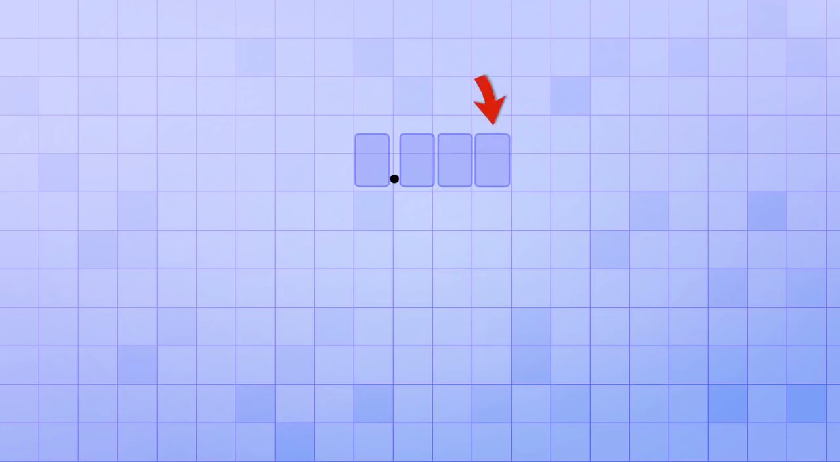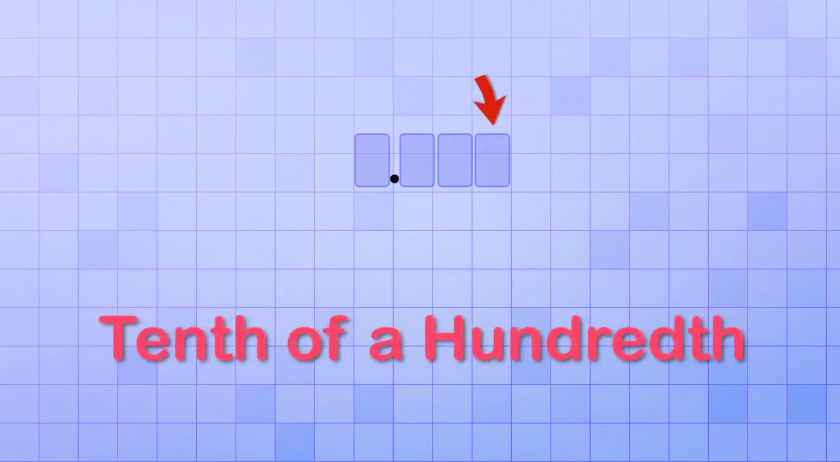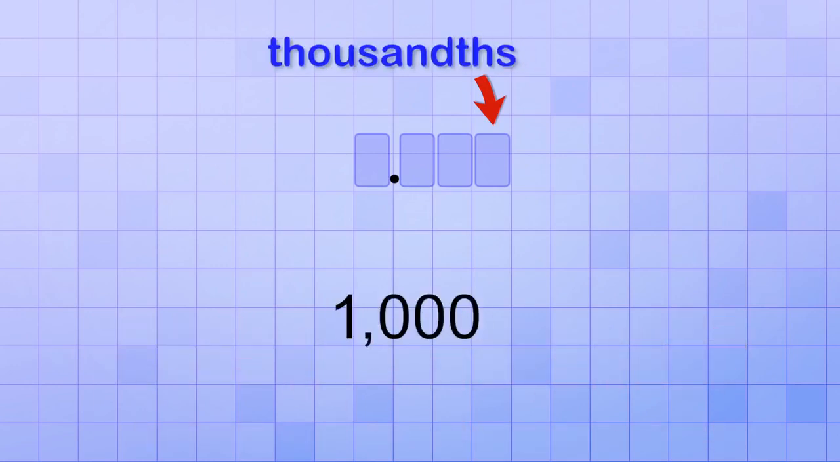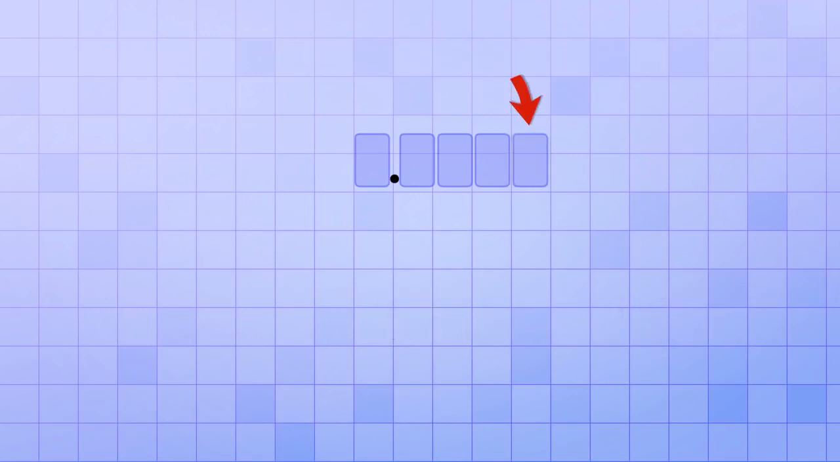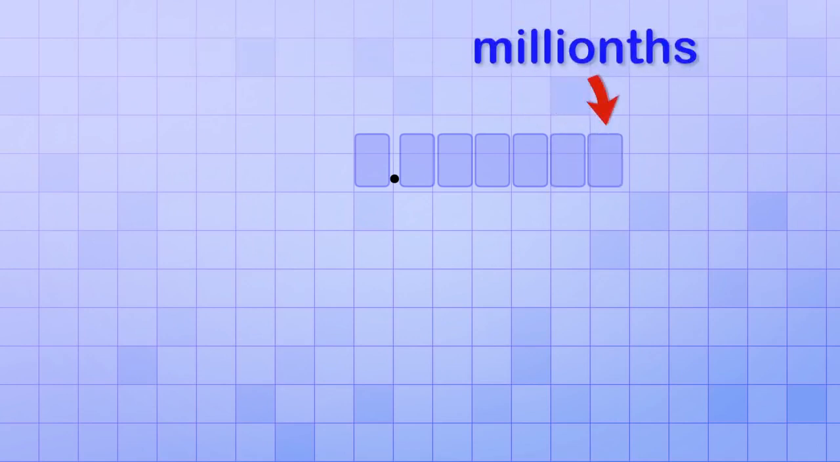The next number place over represents fractions that are 1/10 of 100th. That very small fraction is called 1,000th because it would take 1,000 of them to make one whole. And the next place over is 10 times smaller than that. It's called the 10,000th place. And then there's the 100,000th place. There's the millionths place, and so on.